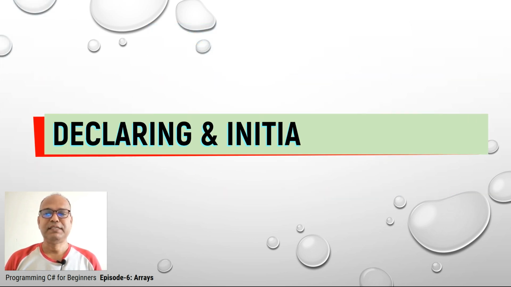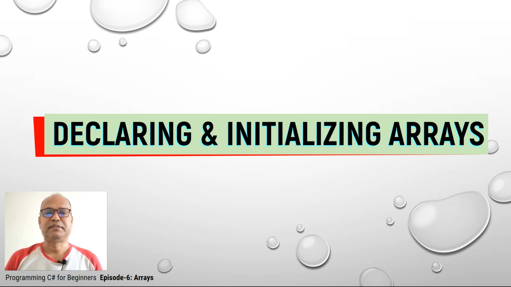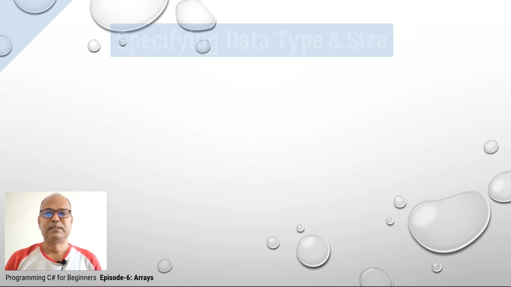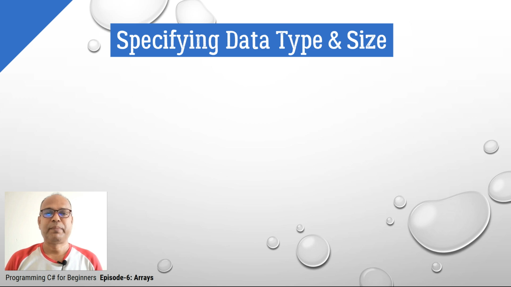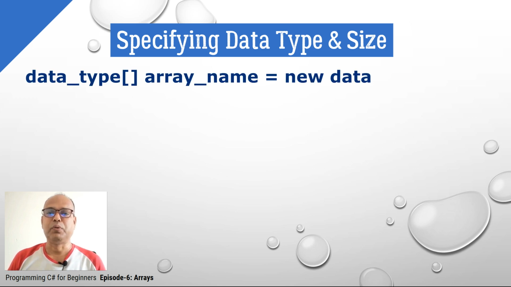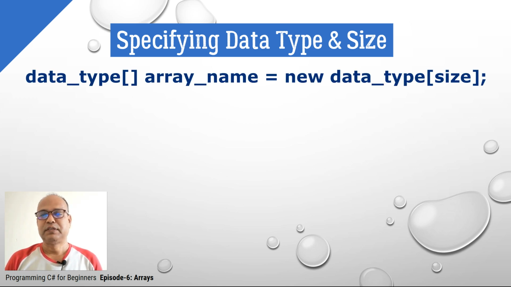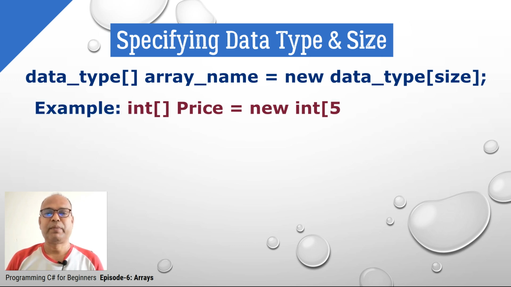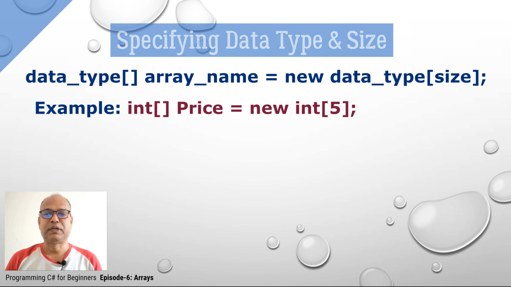Declaring and initializing arrays. Declaring arrays, specifying data type and size. Data type, square bracket, array name equal to new data type, square bracket, size, semicolon. Example: int[] price = new int[5]; Here it declares an array of 5 integers. An array variable price can store 5 integer values.